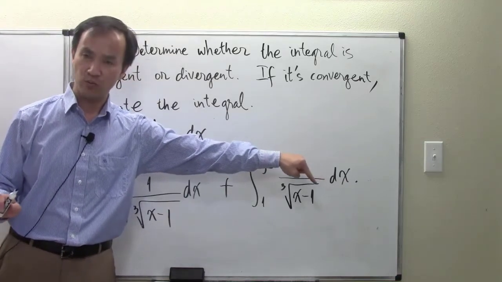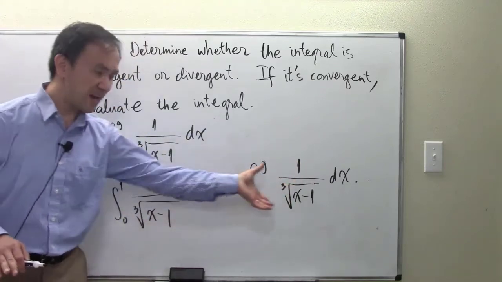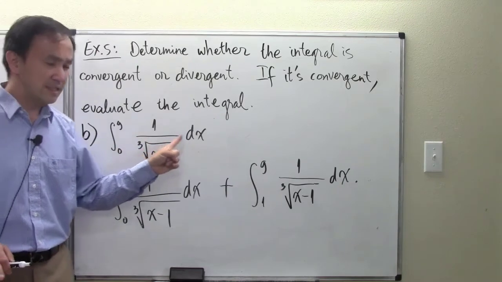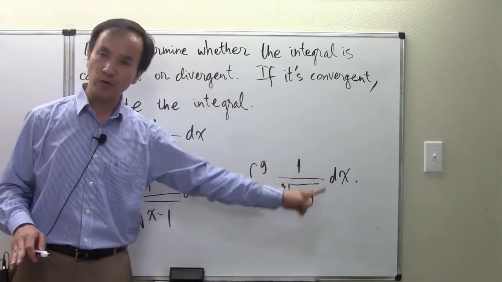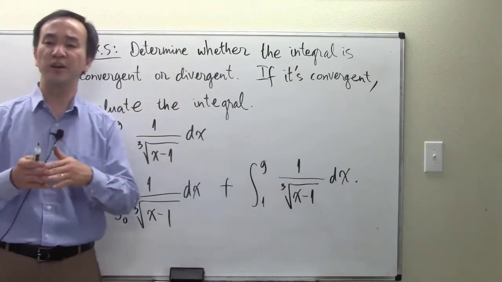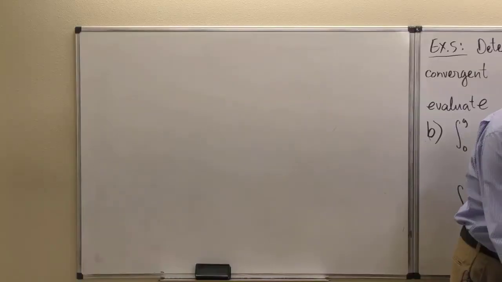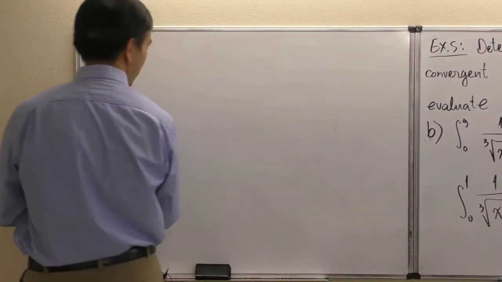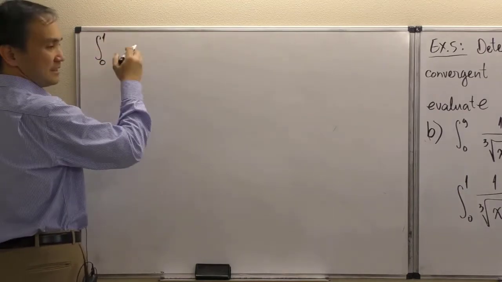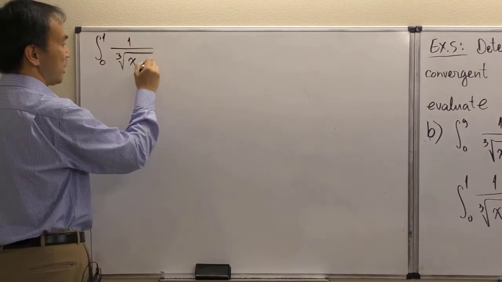And if the next one is also convergent, then we add the two answers to become our answer for the whole integral. Otherwise, if that one is a divergent one, then nope, sorry, the whole integral is still divergent. Okay, so now my first integral that I'm handling is the improper integral from 0 to 1 of 1 over cube root of x minus 1.